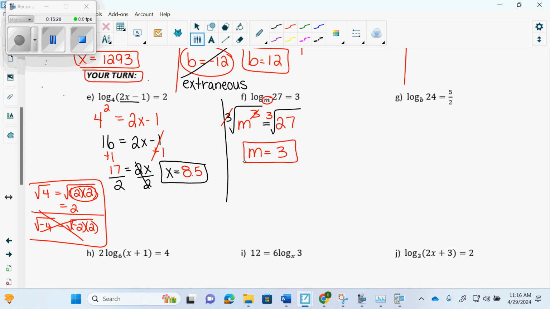What about this one? The base is b, my exponent is 5 over 2, and it equals 24. And then I can take the 5 over 2 root. It equals what? 3.6.